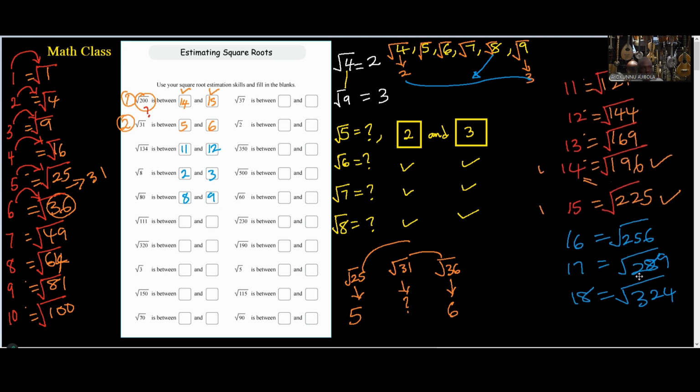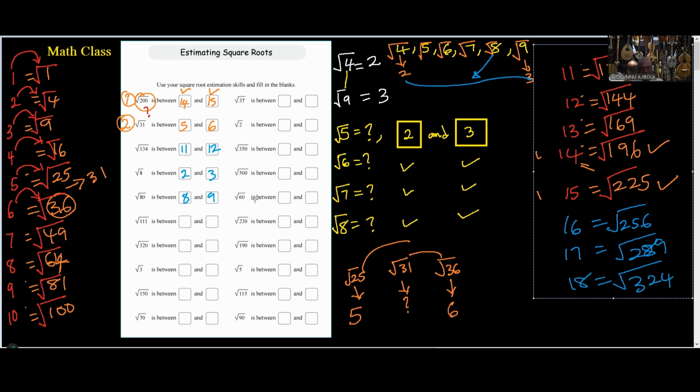What did you say? I said yes. Okay, okay. 19 is 361. Then 20 is going to be 400, right? Yes, sir. So tell me what the next answer should be. Estimate the square root of 111.